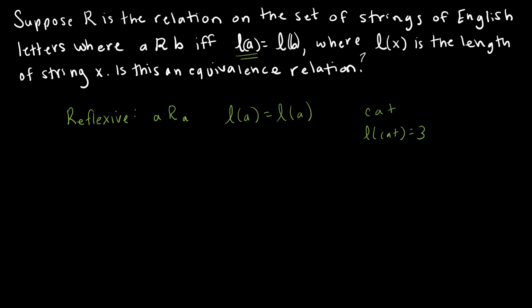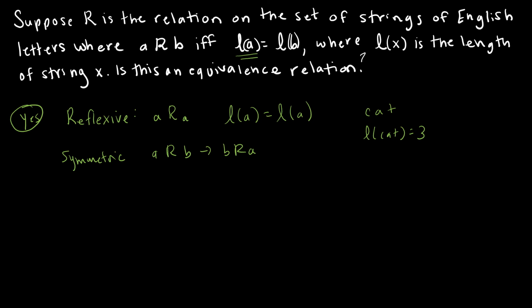Then of course 3 equals 3. So now let's look at symmetric. Symmetric says if A is related to B, then B is related to A. And again, I'm sorry, I should have put yes over here.